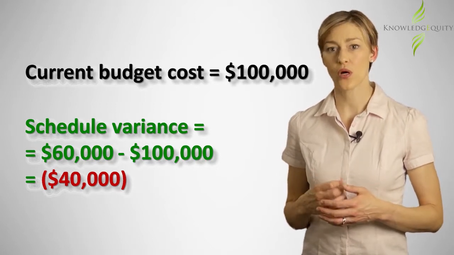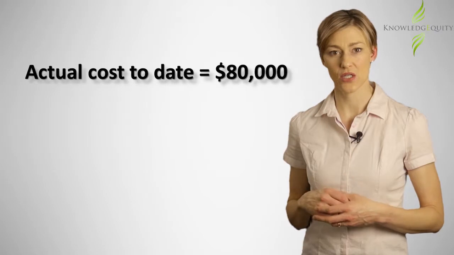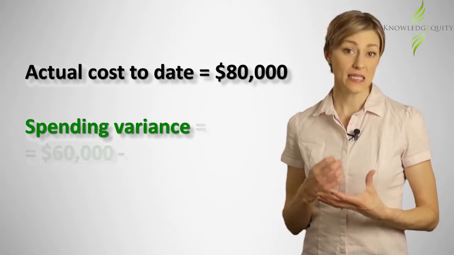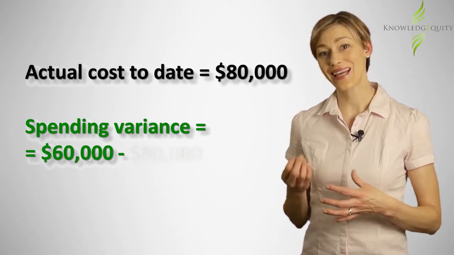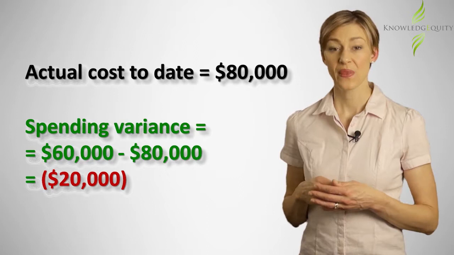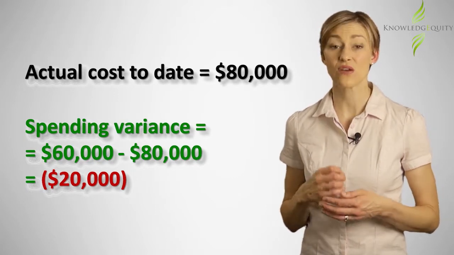If the actual cost at the current time is $80,000, we can calculate the spending variance as $60,000 less $80,000, which equals negative $20,000. And this shows that the project is over budget.